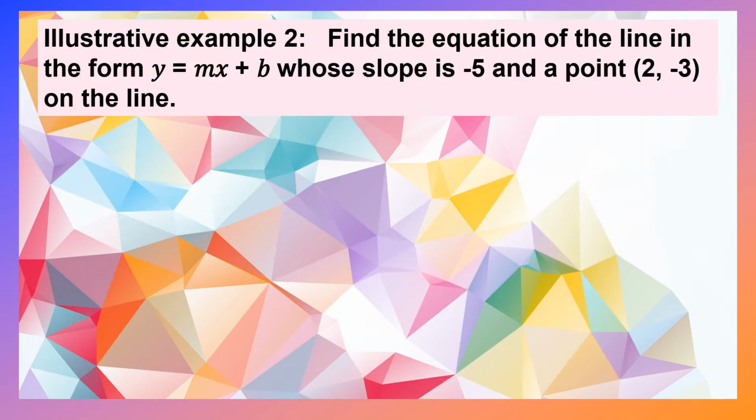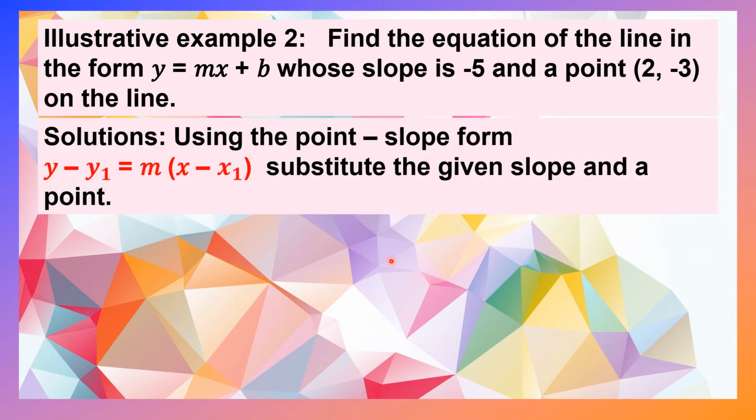Let's have illustrative example number 2. Find the equation of the line in the form y equals mx plus b whose slope is negative 5 and a point 2, negative 3 on the line. So, using the point slope form, y minus y sub 1 equals m times the quantity x minus x sub 1, i-substitute lang natin yung given slope and yung ating point.